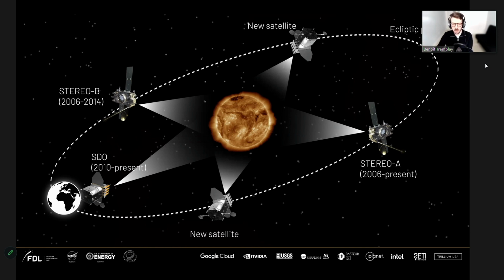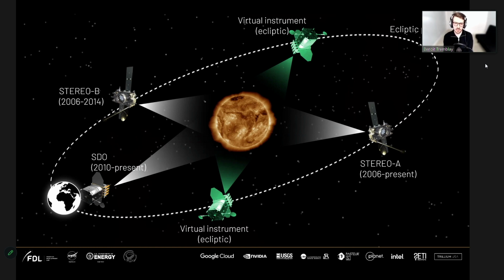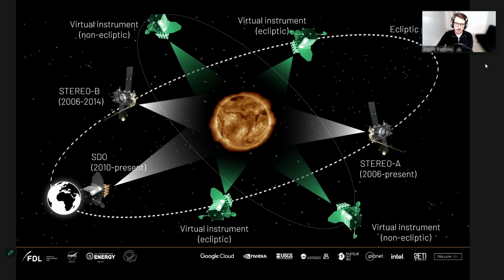A solution to this would be to just launch more satellites. But the solution we propose here is to add virtual instruments using machine learning. So these virtual instruments can be placed in ecliptic orbits, as well as in non-ecliptic orbits at any time around the sun, providing us with completely novel perspectives of our star.